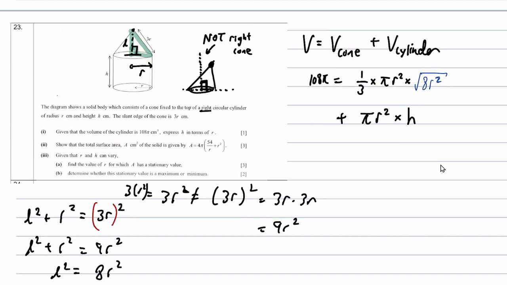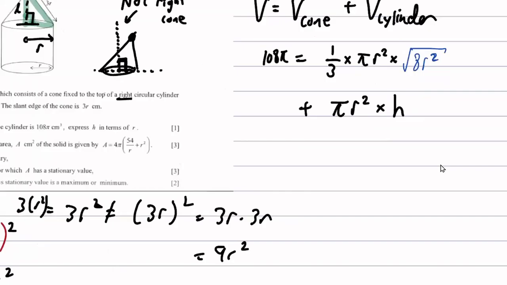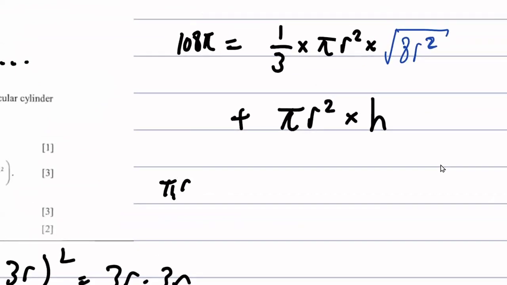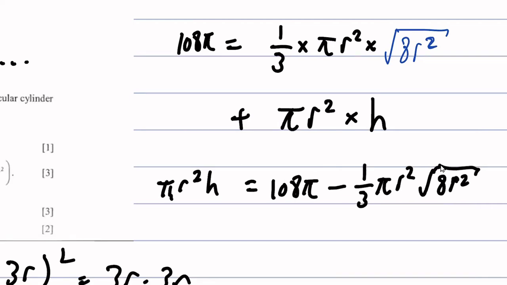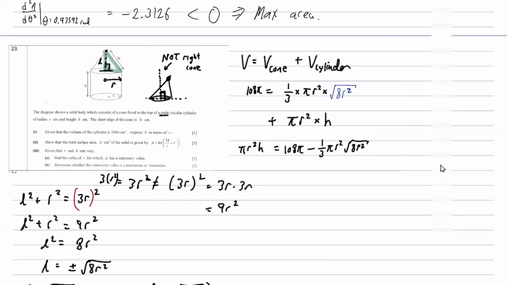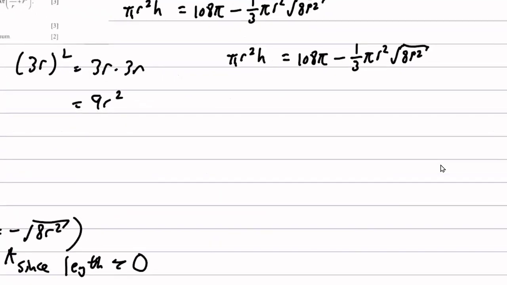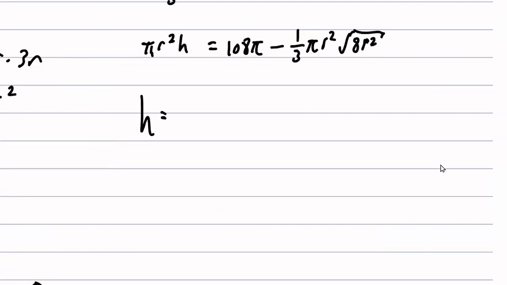Then what's the objective? Express what? h in terms of r. Where do you see h? Over here, right? Everything else is in terms of r and numbers. Then you can just make h the subject. So let's make pi r squared h the subject first. So we get 108 pi, you subtract away 1/3 pi r squared times square root of 8r squared. Is it clear? Divide by pi r squared. Not enough space, give me a second to move this down. So I need to make h the subject, so I divide everything by pi r squared.